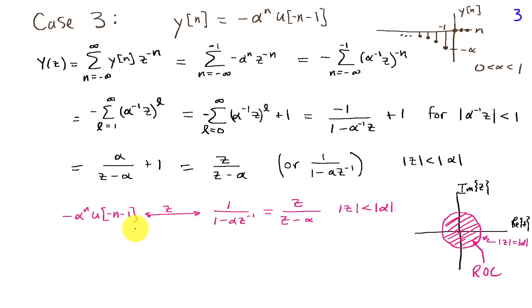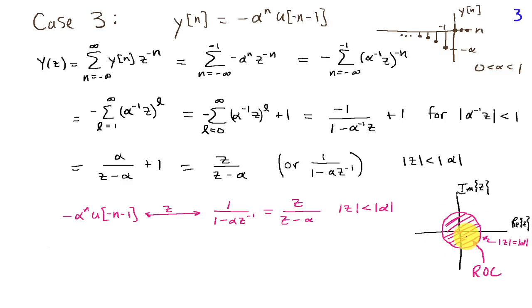So now we have our third z transform pair. Negative alpha raised to the nth power, u of negative n minus 1, has z transform 1 over 1 minus alpha z inverse, or z over z minus alpha, and the region of convergence is the magnitude of z less than the magnitude of alpha. And in this case, we can sketch our region of convergence. It's inside of a circle with radius alpha.